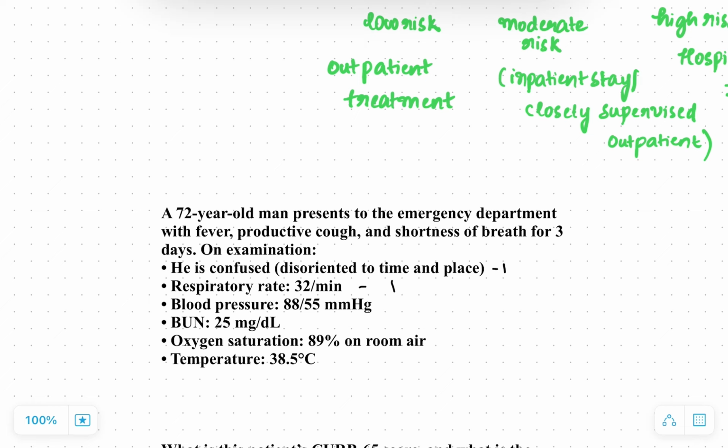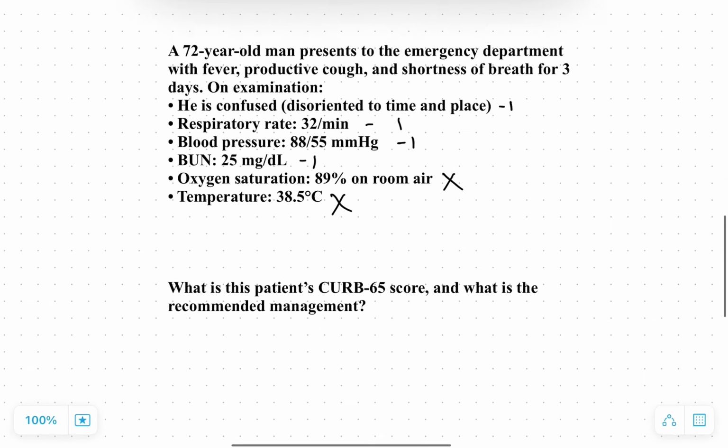Blood pressure 88/55. So less than 90, less than 60. So it is 1. Blood urea nitrogen 25 milligrams per deciliter. It is more than 20. So it is score 1. Oxygen saturation we don't take into consideration in CURB-65. Temperature is also not taken into consideration.